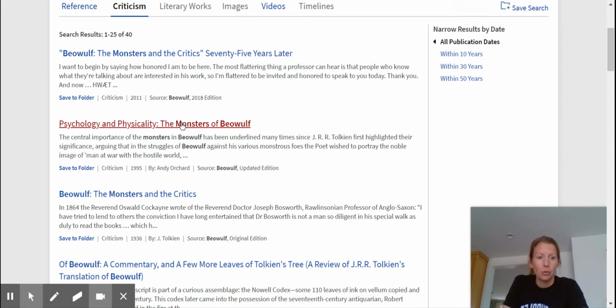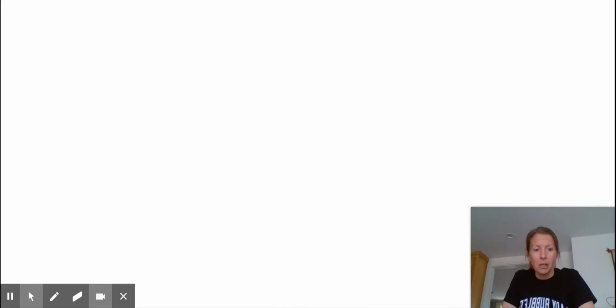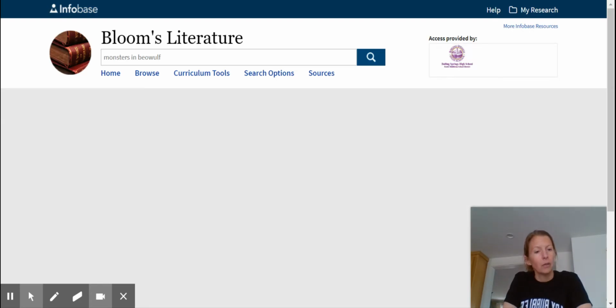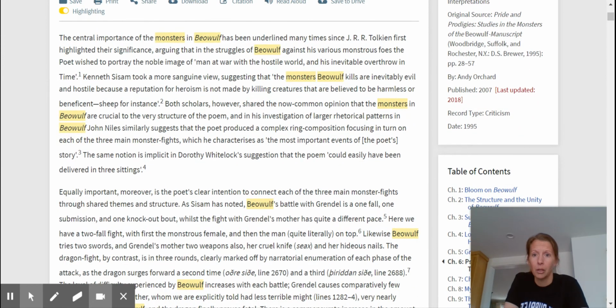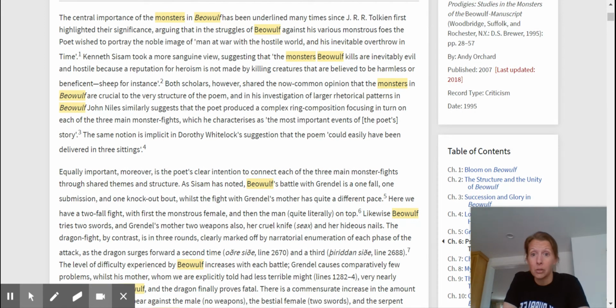And hopefully my internet will cooperate with us a little bit, or it won't. Either way, this is going to provide some scholarly reference points that you could quote in your analytical research paper to support things you might be discussing with reference to the monsters in Beowulf. Okay, and here it goes. It's taking its good old time, but it'll get there. There we go. Okay, so if you look, it highlights monsters in Beowulf.